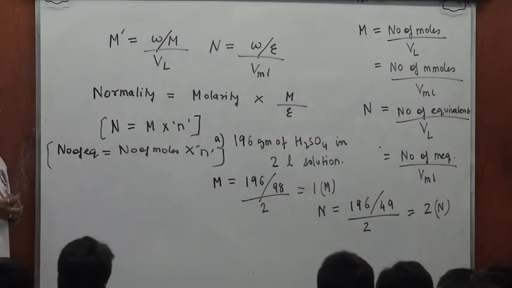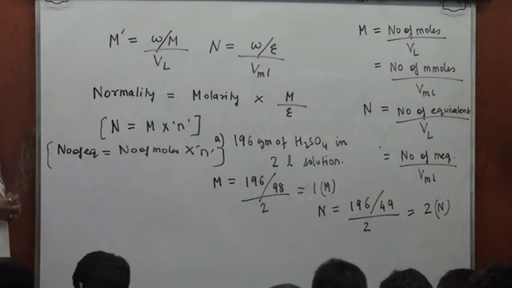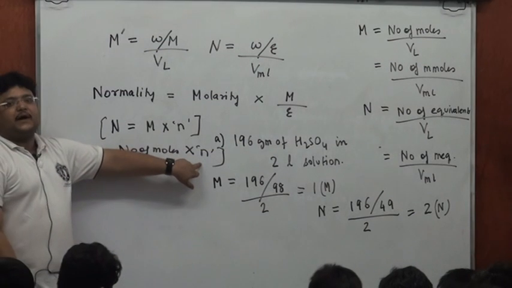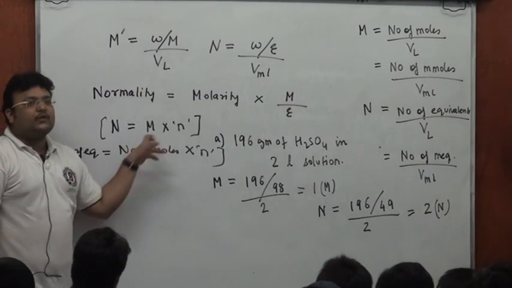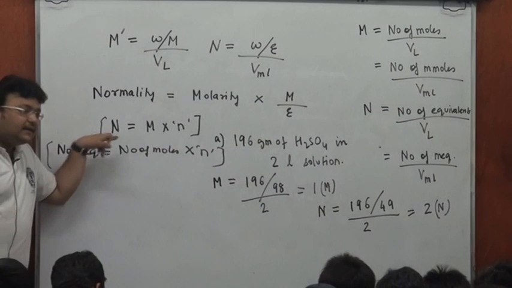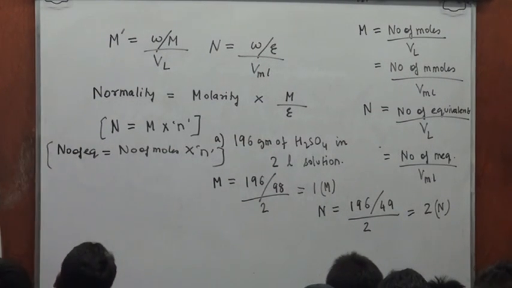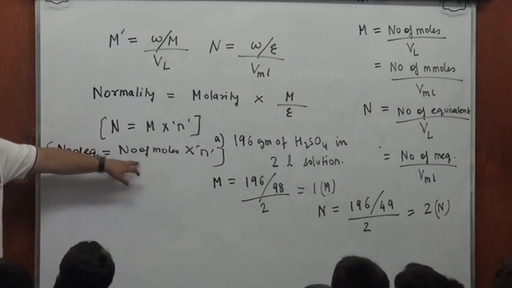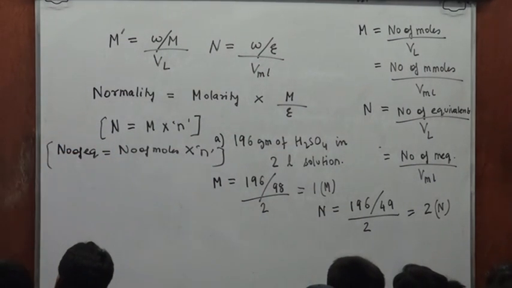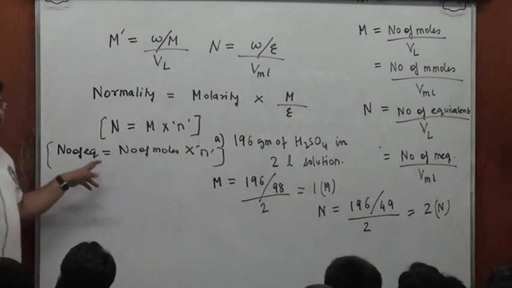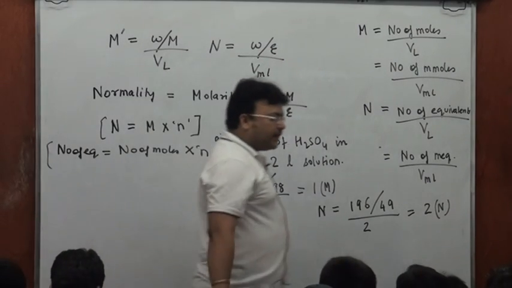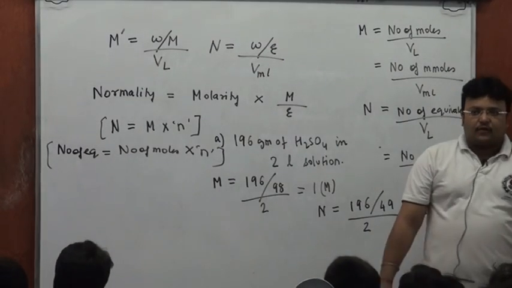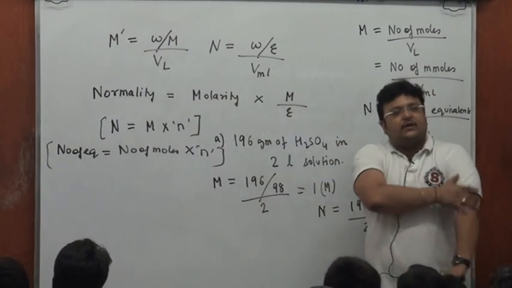N factor will tell you the number of equivalents per mole. So n is the number of equivalents per mole. If this is the number of moles, multiplying by n will tell you the number of equivalents in these moles. Yes or no? Yes, sir. The number of moles per liter gives you molarity, and the number of equivalents per liter will give you normality. So any day, normality should be equal to molarity into n factor.